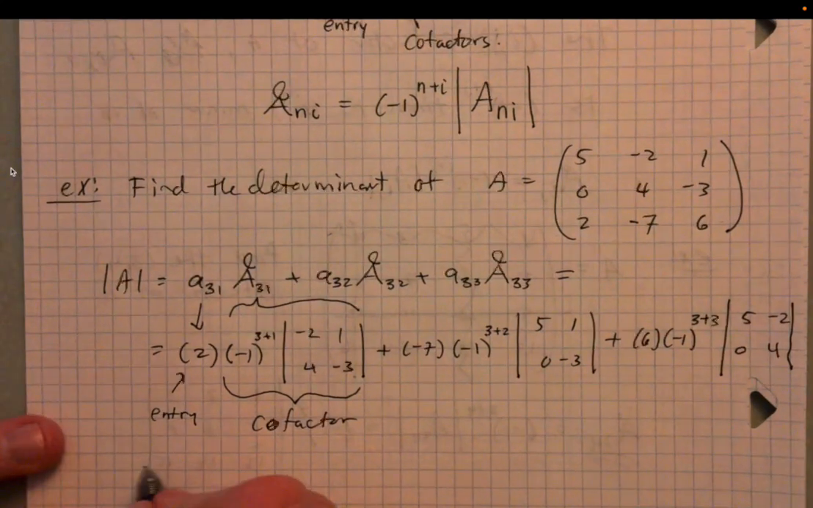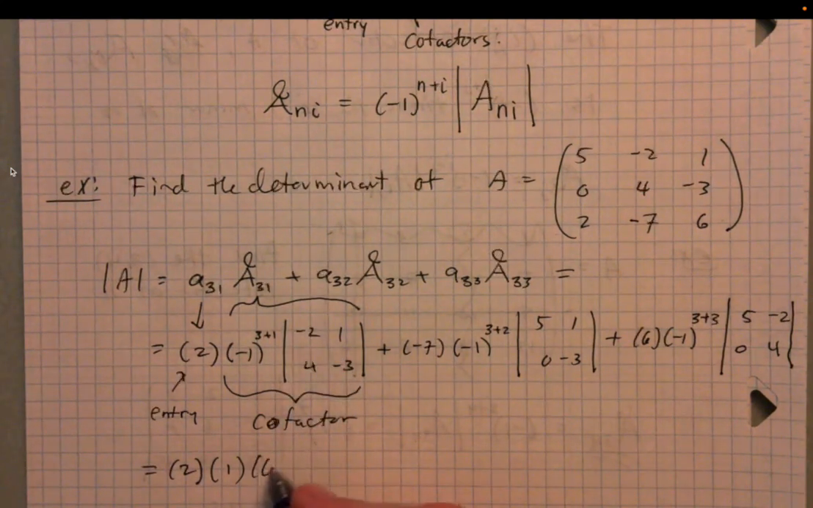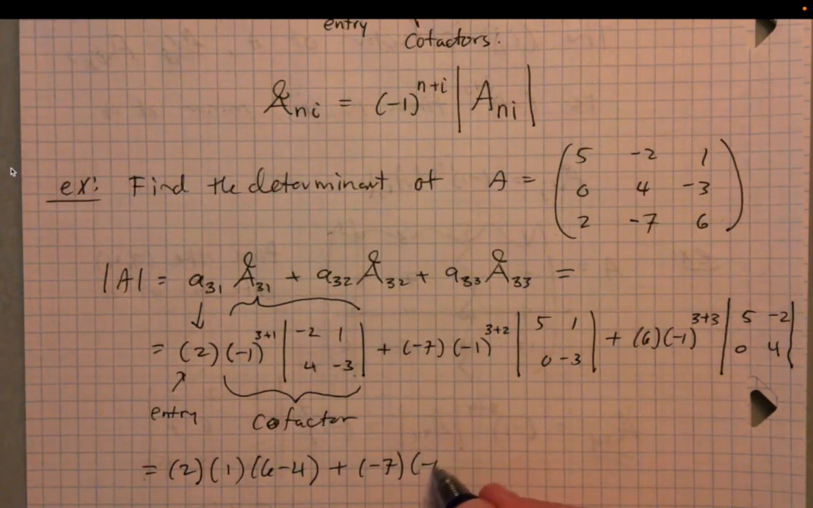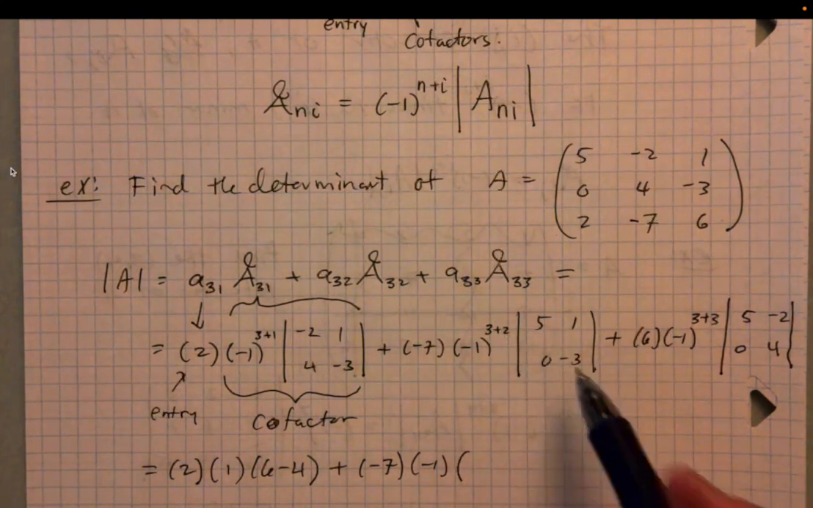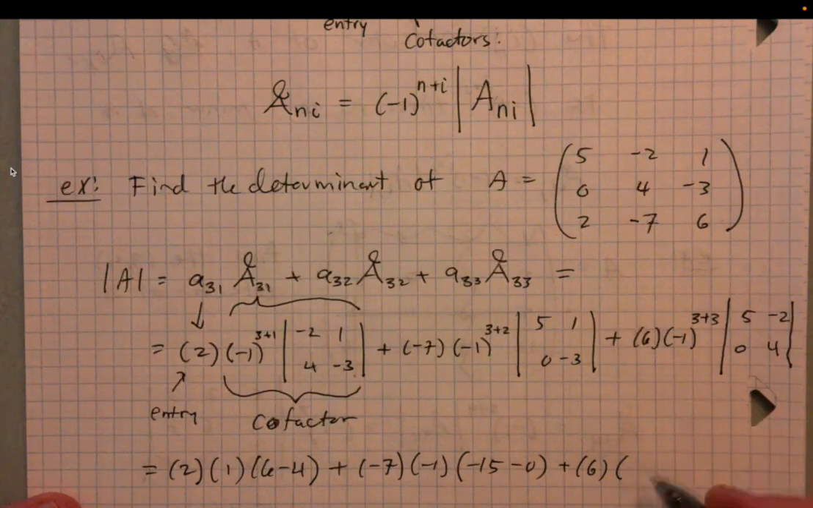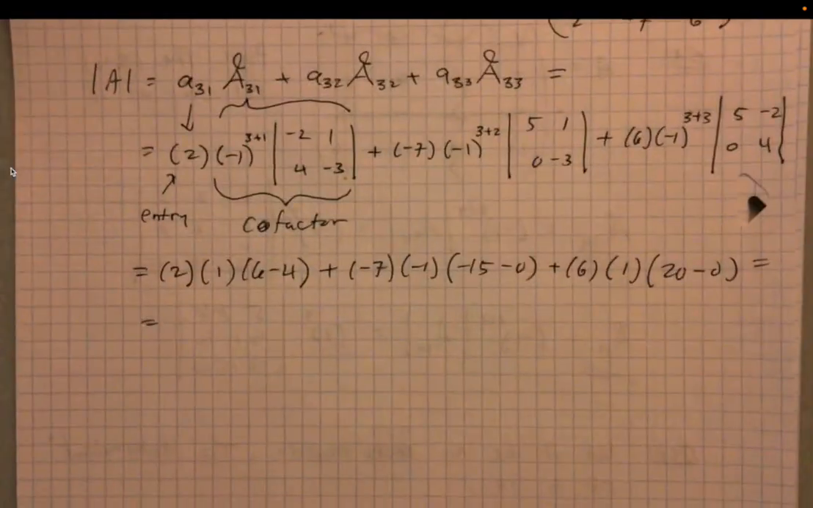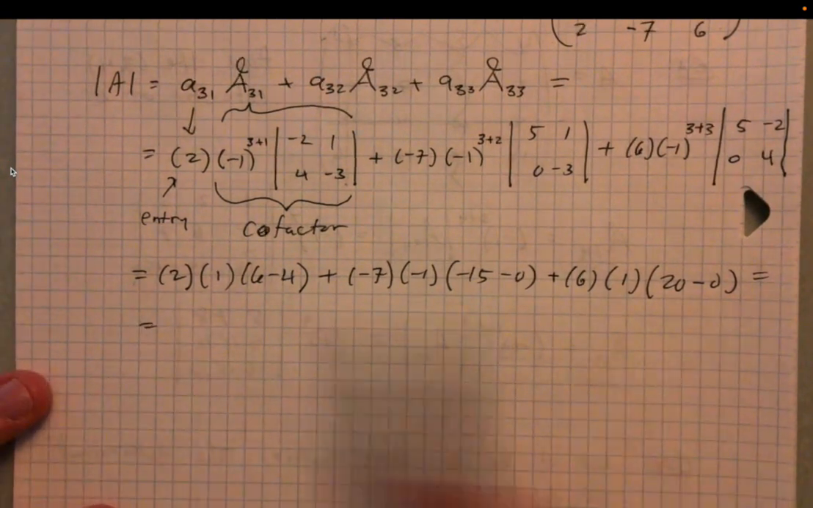Okay, and we can go through and calculate all of this. So I've got a 2, and then that's -1 to the 4th power, so it's just 1. And then this determinant here is going to be 6 minus 4. Plus, and then I've got a -7, and that's going to be a -1 here. And then this is going to be -15 minus 0. Okay, and then I've got a 6 times 1 times 20 minus 0.